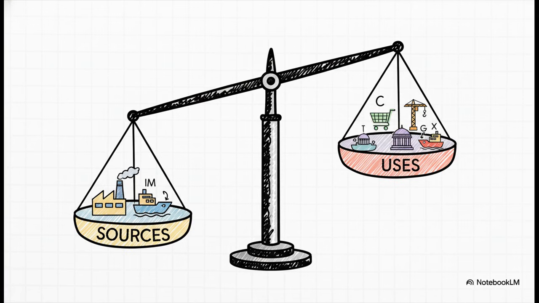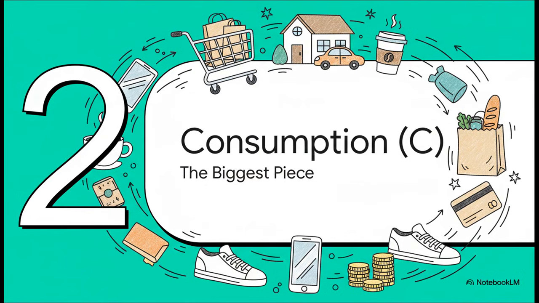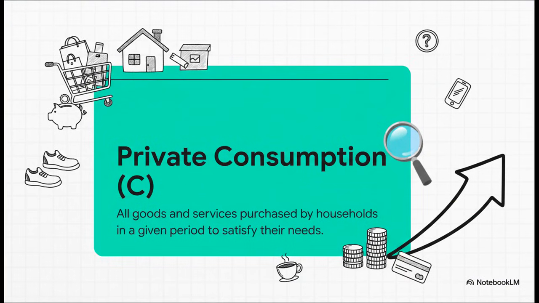So let's start by breaking down the biggest piece of this whole puzzle. And that biggest piece by far is consumption. This is the real engine of the whole economy, and it's powered by you, me, and everyone else buying stuff every single day. So when economists talk about private consumption, or just C for short, they're really just talking about all the goods and services that households, people like us, buy in a year to live our lives. Pretty simple, right? But the sheer scale of it might surprise you.